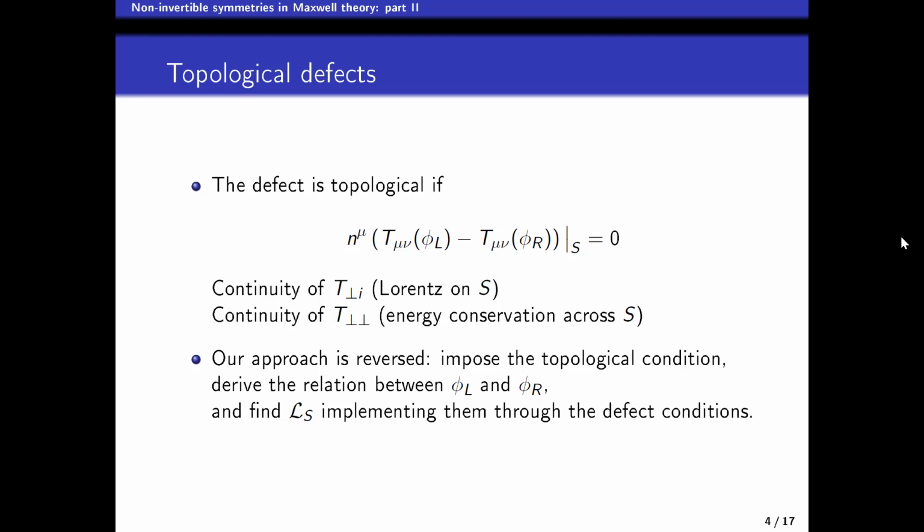we imagine what is the most general relation between phi left and phi right that we can write in Maxwell theory. Then we impose this topological condition. So this topological condition will restrict the possible allowed sewing conditions. And once you have these relations, you interpret them as being given by some defect Lagrangian. So this is basically reverse engineering: we start from the topological condition, we go back to the defect Lagrangian.